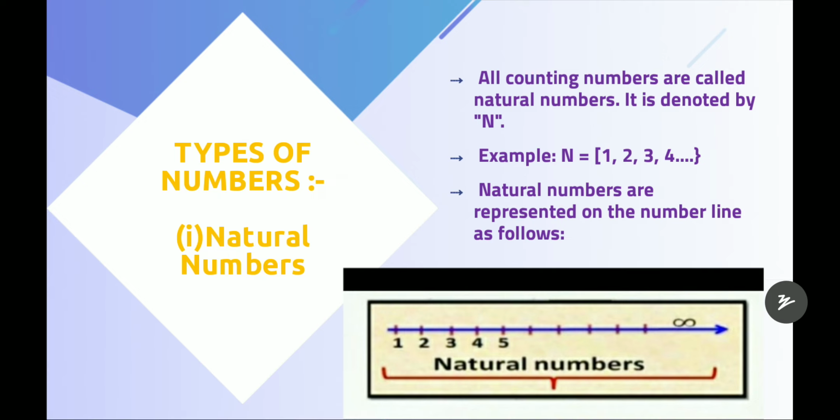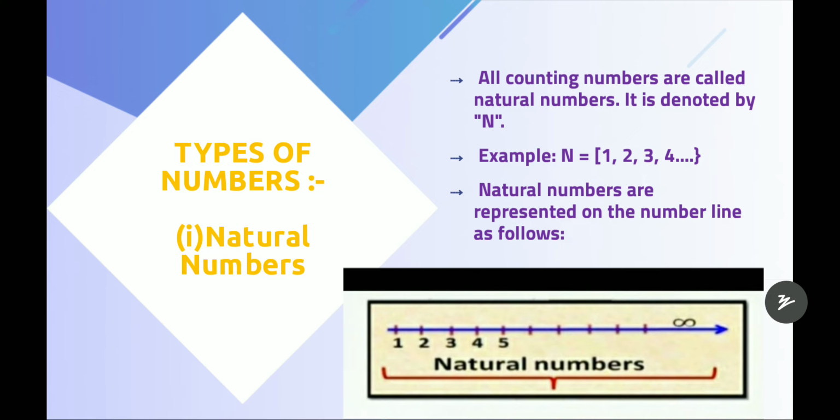In the types of numbers, the first one is natural numbers. Natural numbers means all counting numbers are called natural numbers. All counting numbers, but don't think even zero. Natural numbers only start with 1 and they can go till infinity. These natural numbers are denoted by the symbol N. Natural numbers are represented in the number line like this: 1, 2, 3, 4, 5, till infinity.